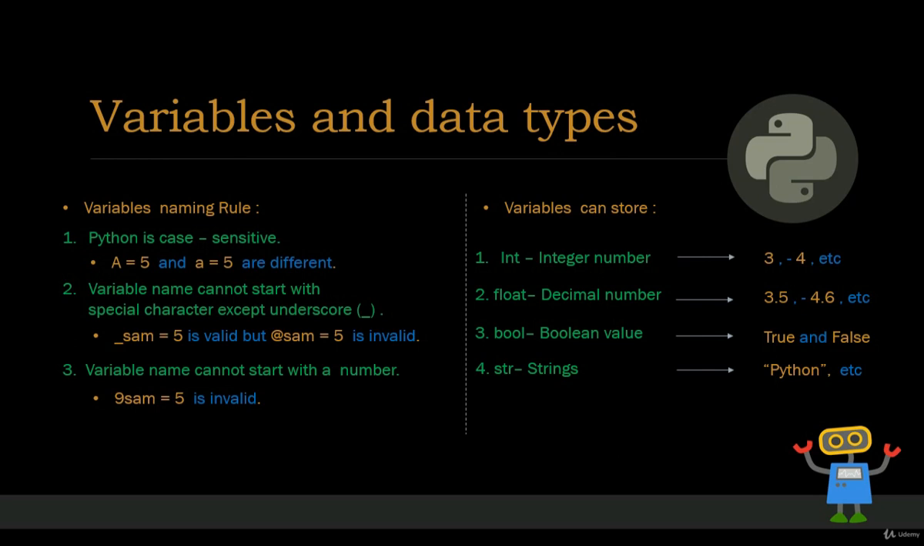Now again, a variable can be used to store different data types. For example, a variable can contain int data, that is integer numbers, for example 4, -5, etc. Variables can also store decimal numbers using the float data type, like 4.5, -6.7, etc. The bool data type stores boolean values, that is true and false. We can use the str data type to store strings such as Python.